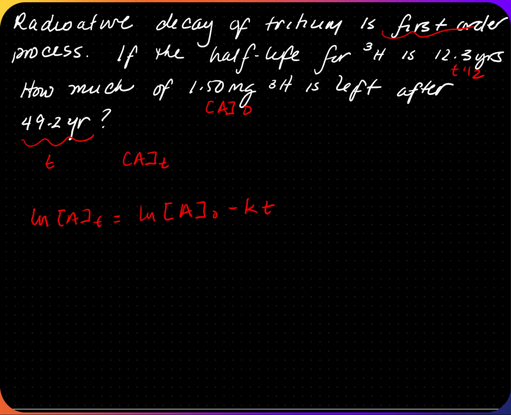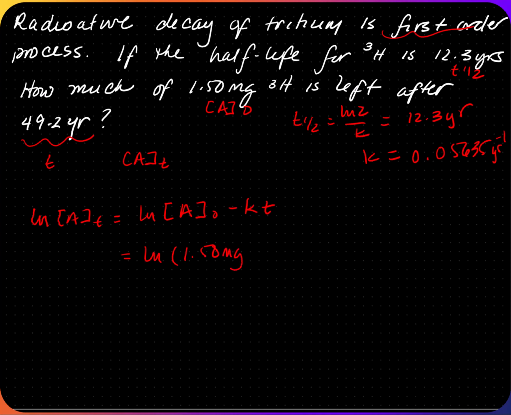I do not know my K, but I know my half-life for first order is ln 2 over K, and my half-life is 12.3 years. K is equal to 0.05635 years to the negative first. And so now I'm going to plug my numbers in. So ln 1.50 milligrams, and we could leave it in milligrams, minus K, which is 0.05635 years to the negative first, times my time, which is 49.2 years.